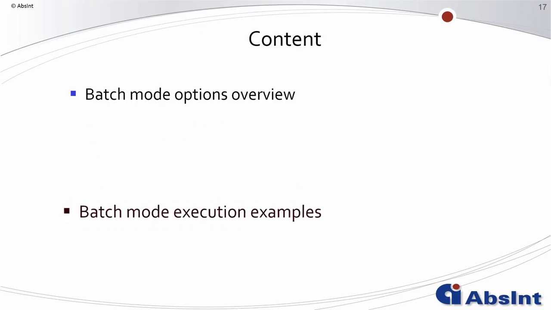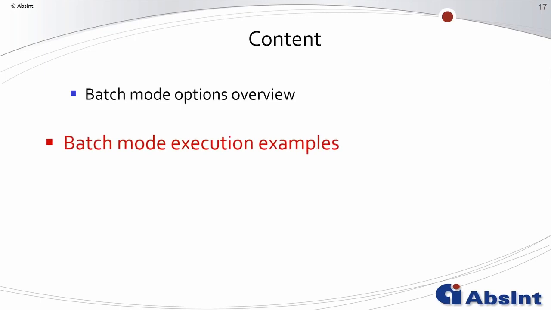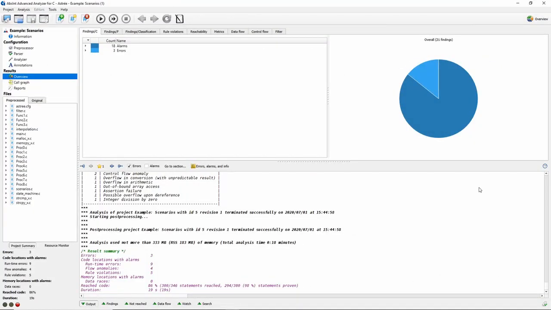Now we finished the theoretical part and we'll get to the more practical part where I show how to actually use the batch mode in a shell. As I said in the beginning, what we need is a configuration file. I already prepared an example analysis and opened it with a client.